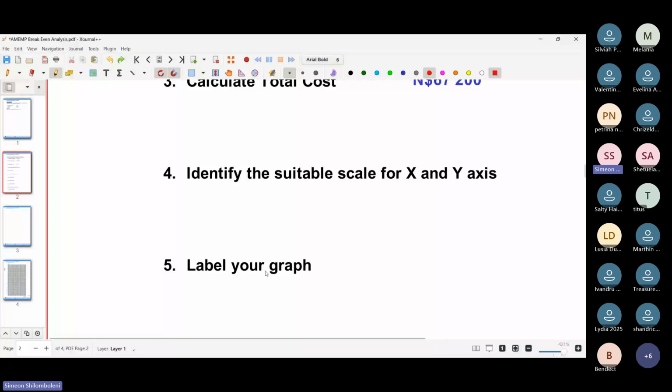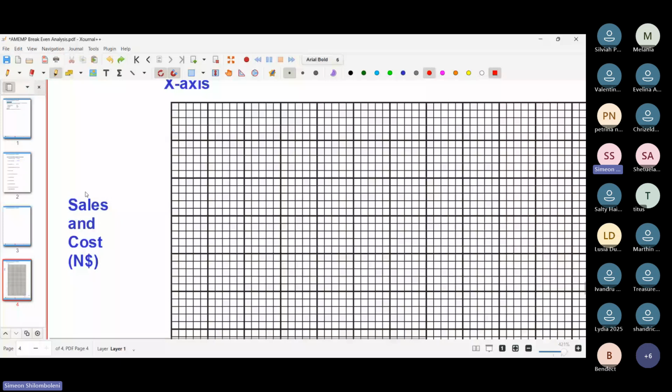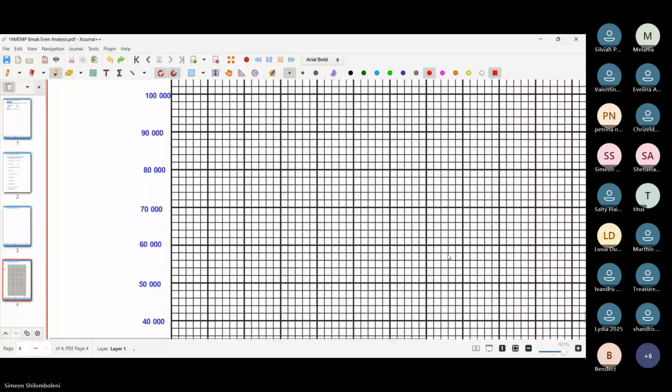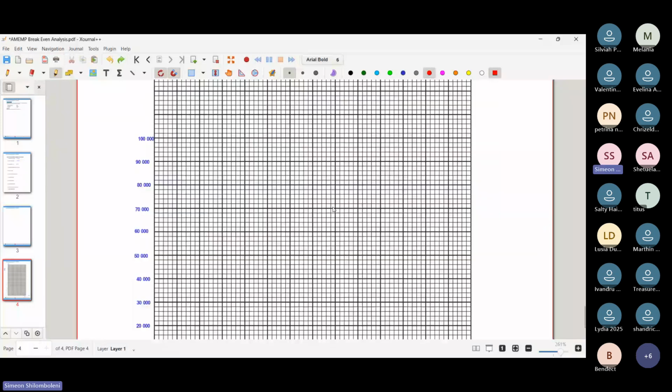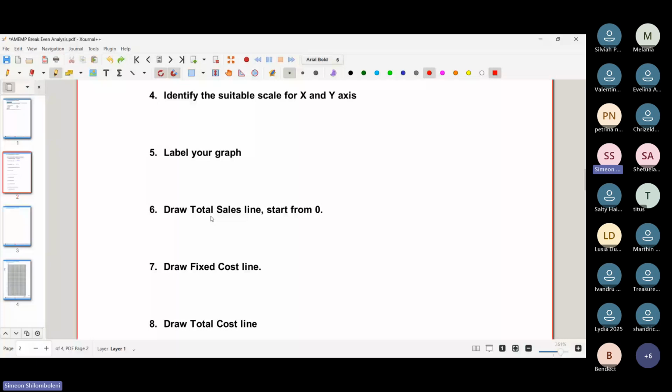Okay, now we are going to labeling of the graph. Fortunately, we already labeled it: sales and cost, and here we labeled it already as units. So that was the one of labeling. The next step, draw the total sales line starting from 0. This is where I said we needed a ruler.